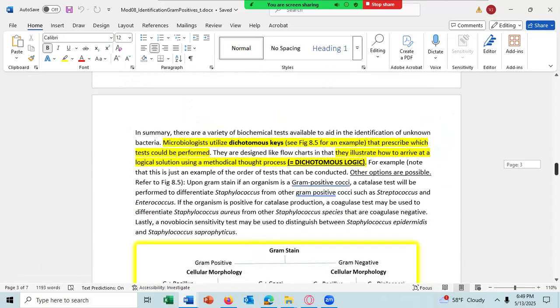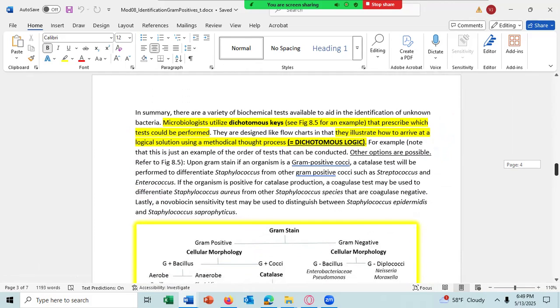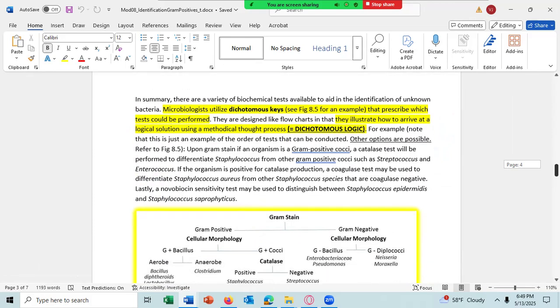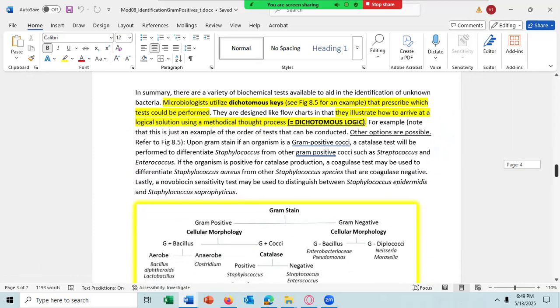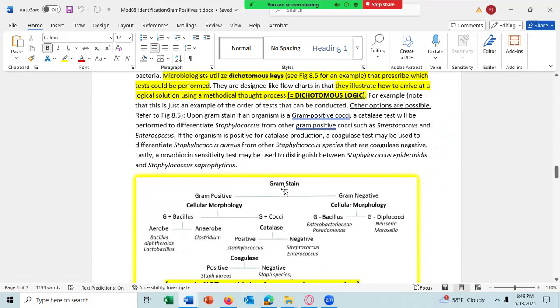All right. Microbiologists use dichotomous keys that describe which tests should be or could be performed. It's using a logic where you have all possibilities, all possible gram stains, and then you split it into two choices, gram positive and gram negative. Let's say we're going to follow the gram positive, so we can scratch out the gram negative.